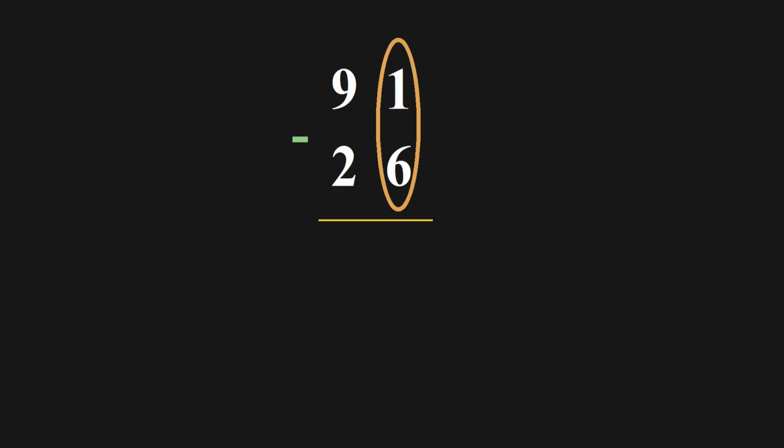We start solving the subtraction problem by subtracting the numbers in the ones column. 1 minus 6. But I can't do it because 1 is smaller than 6. So we must borrow.